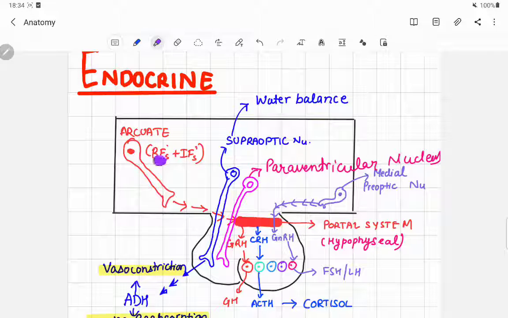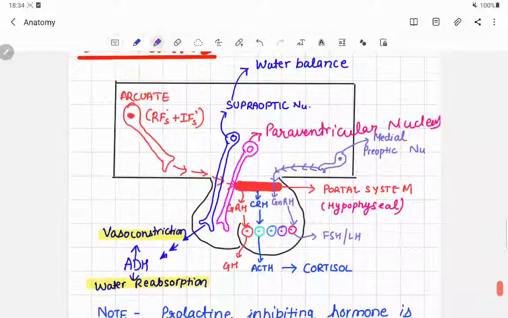So the arcuate nucleus helps in making releasing factors and inhibiting factors of hormones. For example, it releases growth hormone releasing hormone. So this acts on the somatotroph cells which are present in the anterior pituitary, which will release the growth hormone. Similarly, corticotropin releasing hormone will act on these cells and they will release adrenocorticotropic hormone, which will help in releasing cortisol from the adrenal gland.